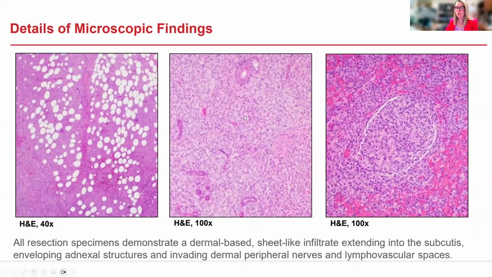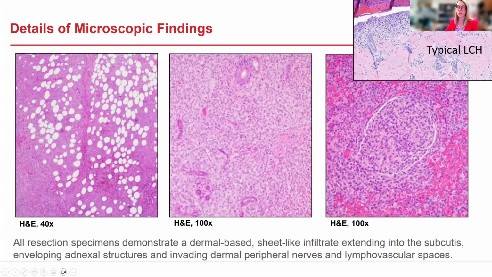These pictures are a little old and blurry, but just to recapitulate again, LCH basically is this more dermal, epidermotropic. Sometimes with like a newborn, you'll get a deeper lesion, but to have an expansile lesion going into the deep subcutaneous is very unusual for LCH, wrapping around some nerves and then blood vessels.